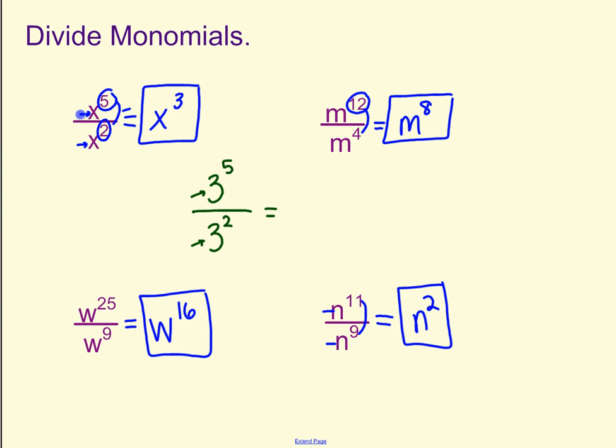So if you notice that a problem is asking you to divide the same base, you keep the same base of 3, and then you take the exponents. 5 minus 2 is 3, so we get 3 to the third power. So when you are dividing monomials, if you're dividing the same base, keep your same base, subtract your exponents.